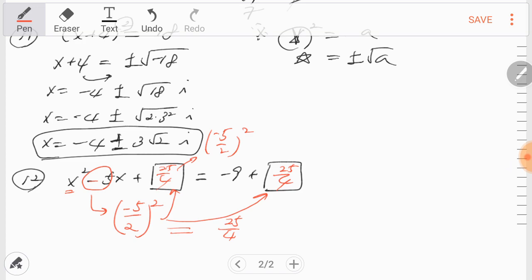Okay, so make sure the third component is what? Divide the coefficient of x by 2, and then square. That's the third term, so that this trinomial will be a perfect square.